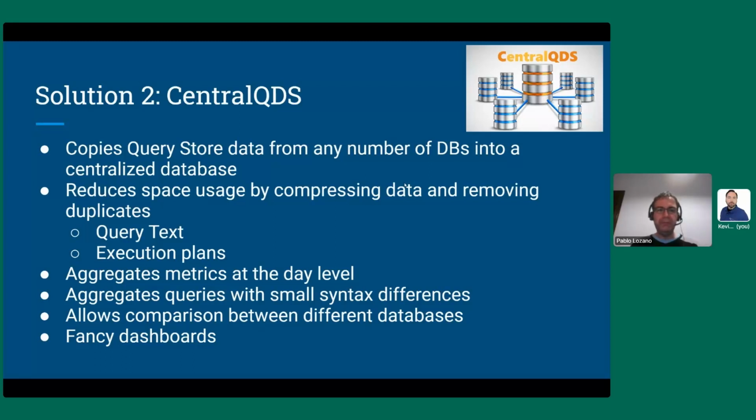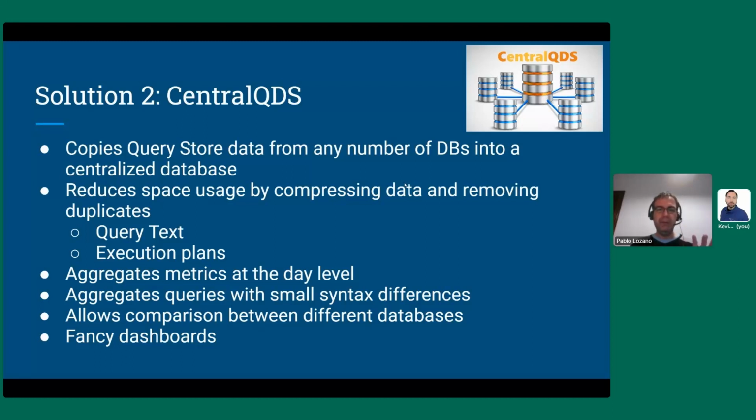We also reduce the space used by all this data by compressing data and removing duplicates. This includes query text, which is not being compressed properly. We found that just running the compress function on the query text greatly improves the space savings, and the same goes for the execution plans.